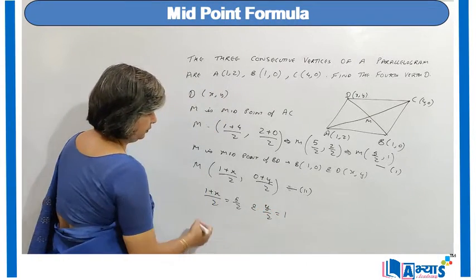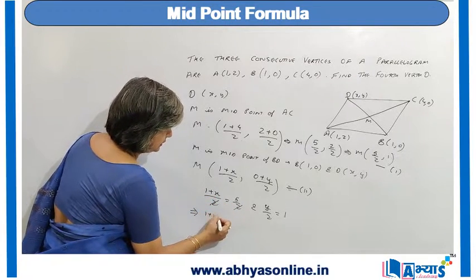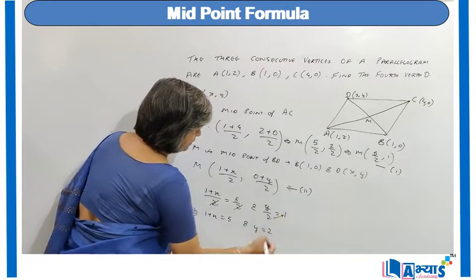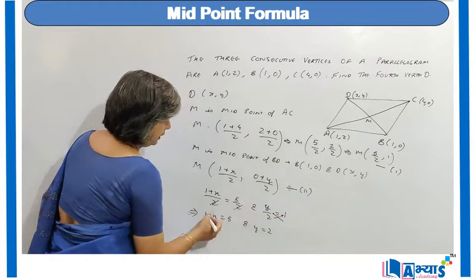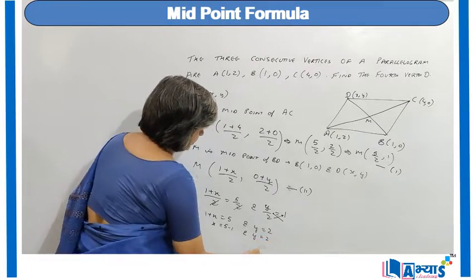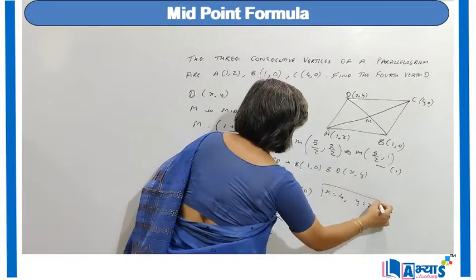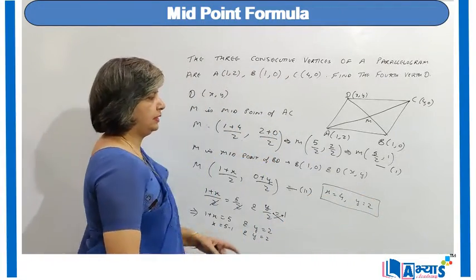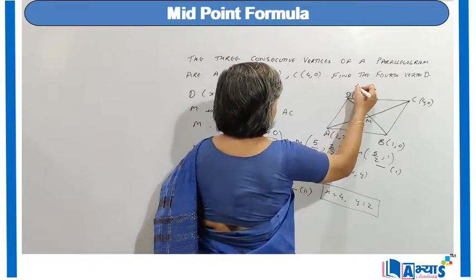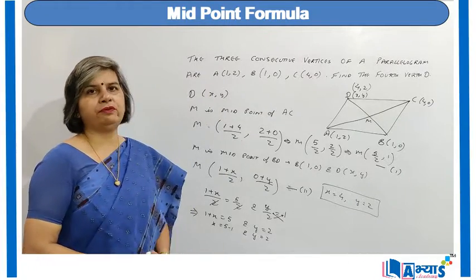So further simplifying, the 2 will cancel out, so 1 plus x is equal to 5 and y is equal to 2, because we will cross multiply. Now we can say x is equal to 5 minus 1 and y is equal to 2. That means x is equal to 4 and y is equal to 2. So the x coordinate of D is 4 and the y coordinate of D is 2. So this is 4, 2. This is how we can find the coordinates of the fourth vertex of a parallelogram.